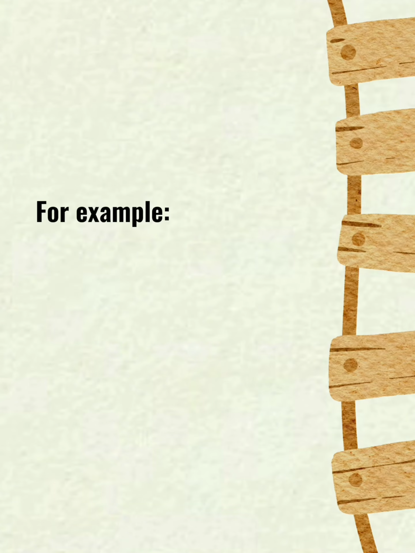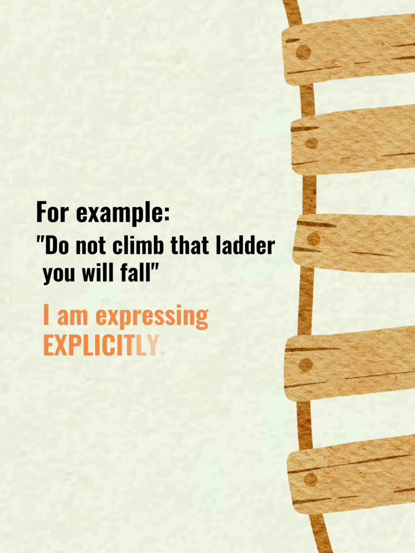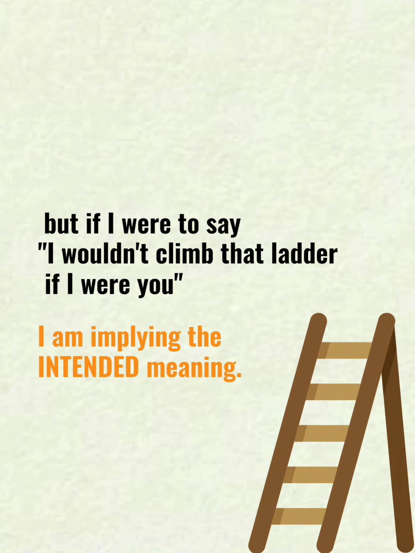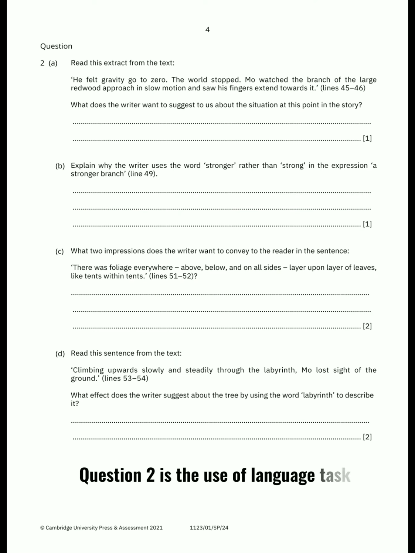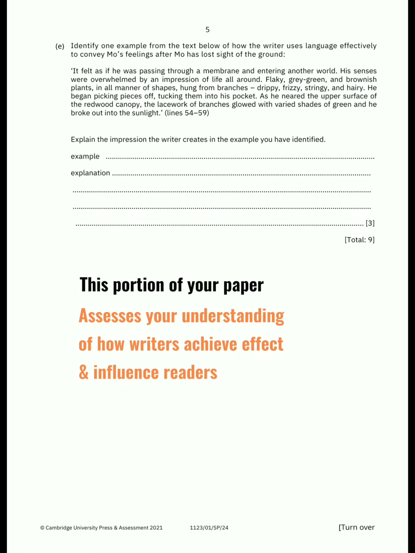For example, if I say, "Do not climb that ladder, you will fall," I am expressing explicitly. But if I were to say, "I wouldn't climb that ladder if I were you," I am implying the intended meaning. Question 2 is the use of language task. You will respond to a series of sub-questions based on Text A. These are short answers. This portion of your paper assesses your understanding of how writers achieve effects and influence readers.